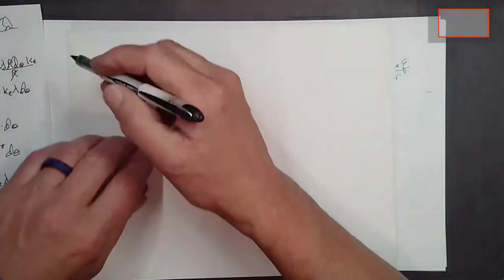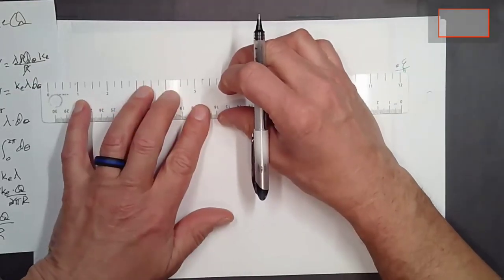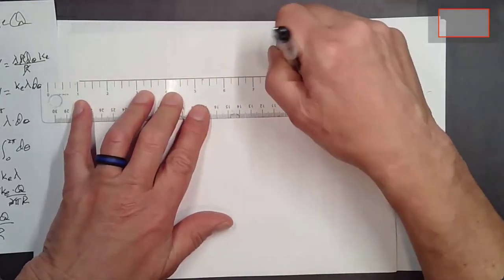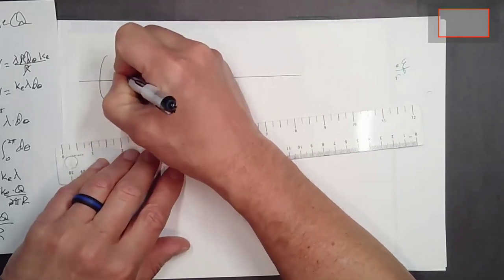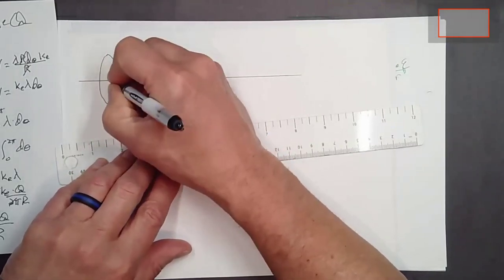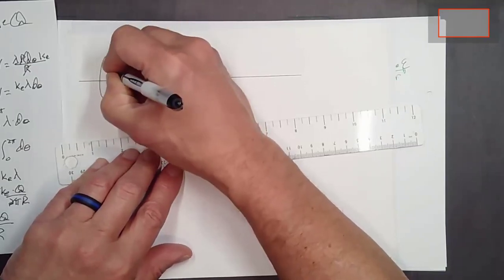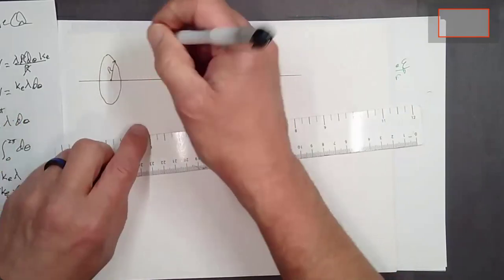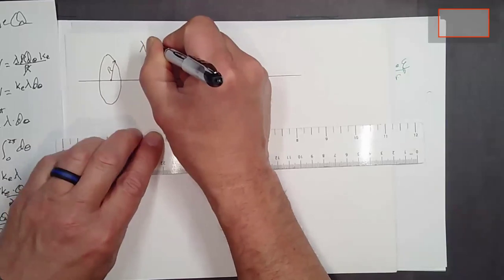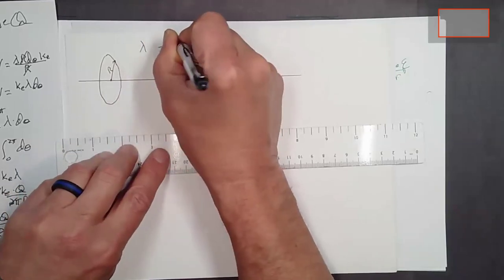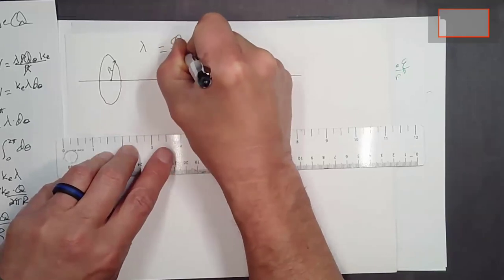So here, I'll just draw a line that'll represent the axis of the thing. And then at one end, here's the ring of charge of radius r. And again, it's got a total charge Q on it. And it's just like the previous part. Lambda will equal capital Q over 2 pi capital R.